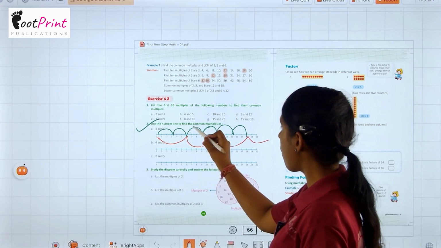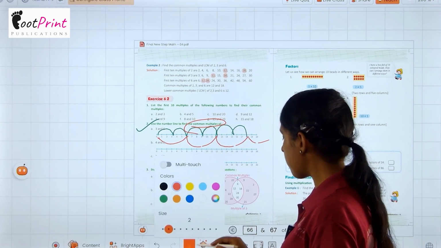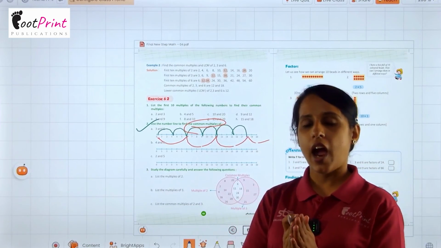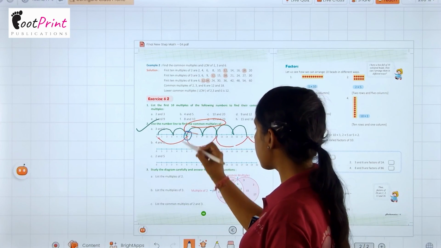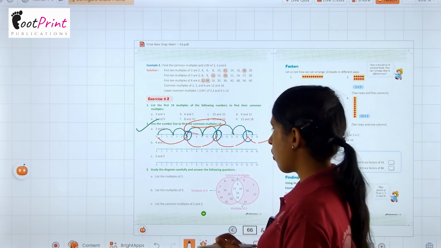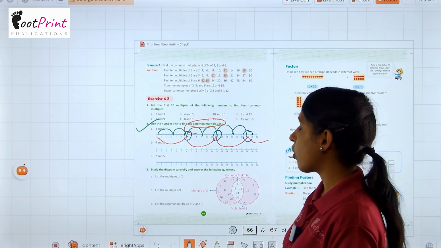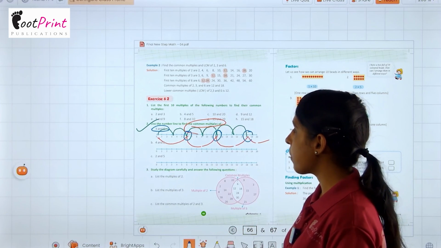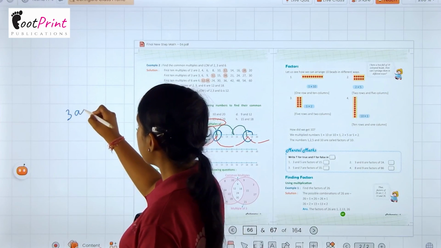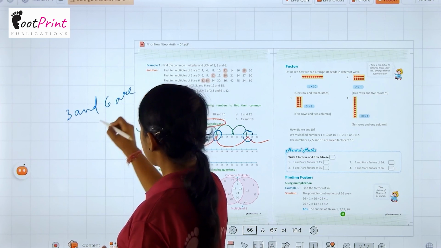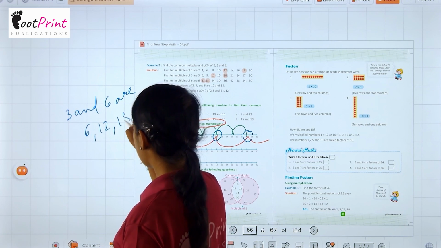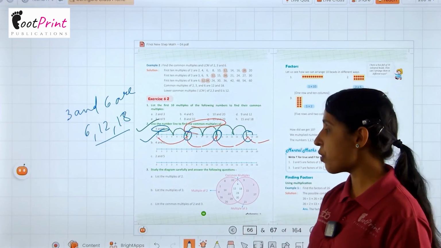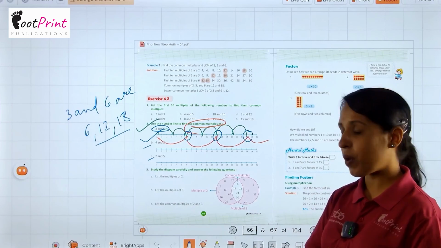So we have to find the common multiples. Common multiple means the number that comes in both 3 and 6. Here 6, 12 and 18. So 6, 12 and 18 are the common multiples of 3 and 6. So we can write here the common multiples of 3 and 6 are 6, 12 and 18. Okay. So I solved this question for you, and the rest of the questions you have to do by yourself.